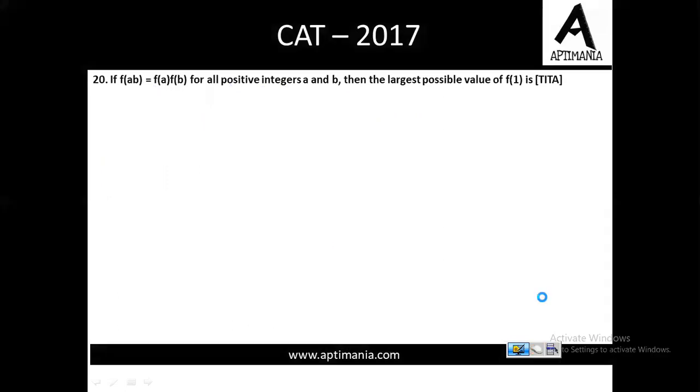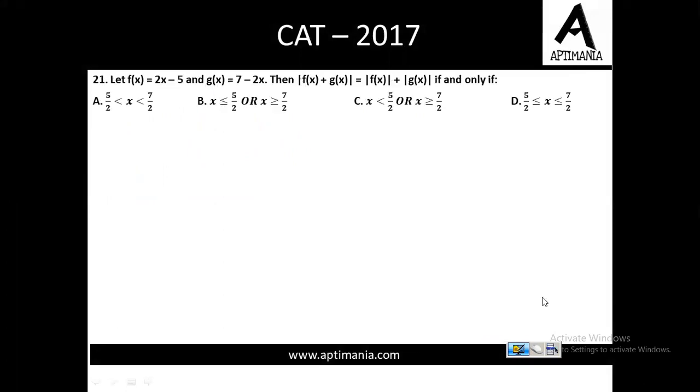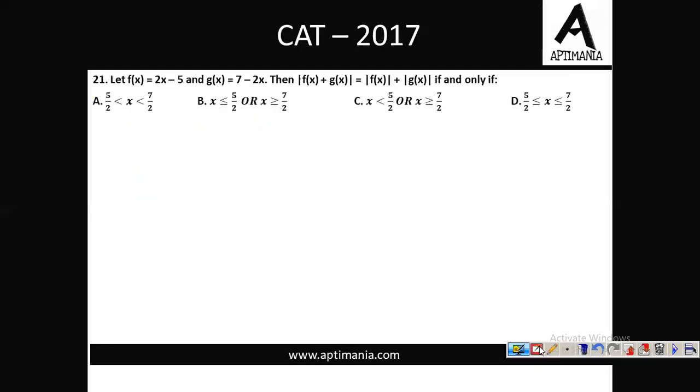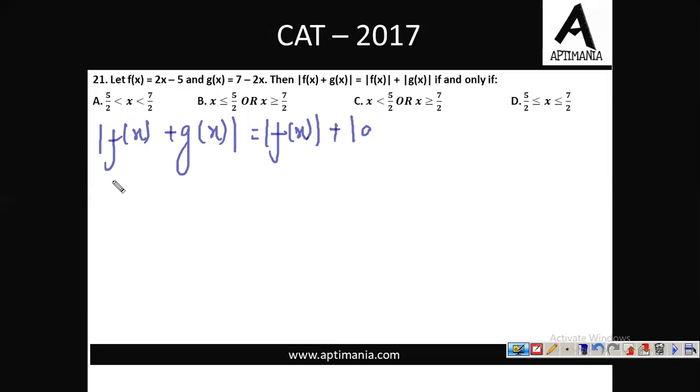Let's go ahead to the next question, question number 21. So it's again a question from functions. The value of fx is given to us, the value of gx is given to us, and what they've asked is mod of fx plus gx is equal to mod of fx plus mod of gx. So for this condition to be true, the constraint that we have is both the functions fx and gx should be greater than or equal to 0. That means both the functions should not be negative, they should be either 0 or positive.